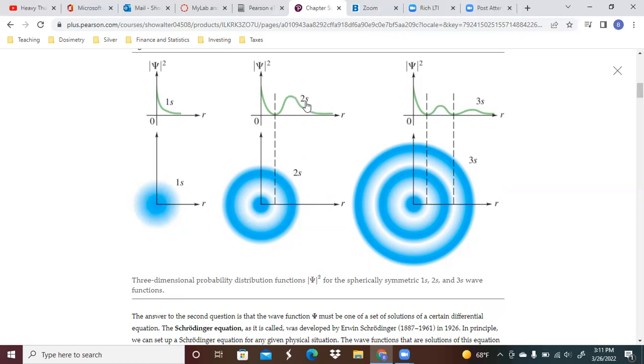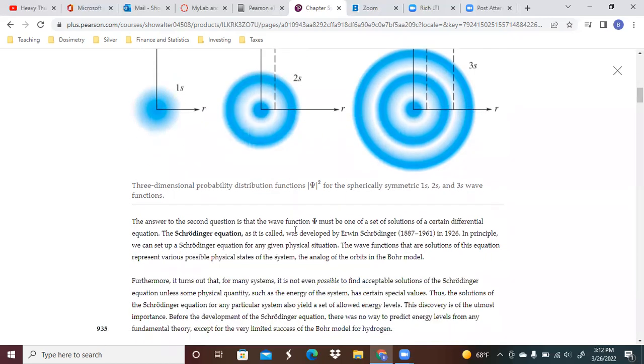If you look at it here for a 2s model, you're going to see here that you have a probability of finding it close in. Then as you go a little bit further out from the radius, you will find that there is a section here where you don't have much of a probability of seeing it at all. And then it ramps back up again. And so out here, you will see that probability exist again for seeing the electron there. Same thing here with the 3s model. And then you can start to see the ring formations here as you go out.